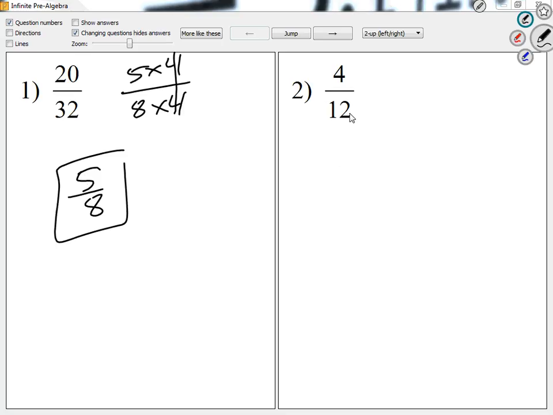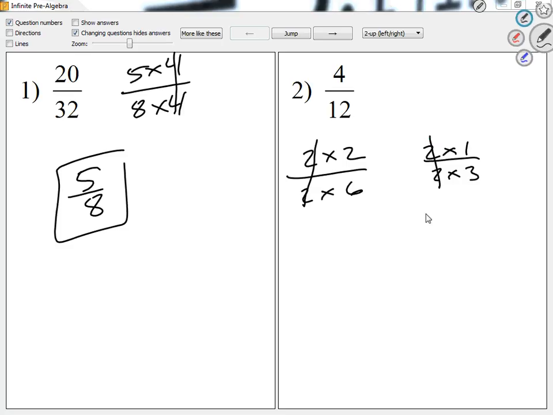For number 2, 4 over 12, let me start with 4. Let me start it as 2 times 2. Sometimes we're going to get that simplification in one shot. I'm going to do it in 2 steps. So let me start with 2 times 2. 12, let me write it 2 times 6. Once again, I want to cancel a number. So I have 2 over 6. But then 2 over 6 can still be simplified. Let me write that as 2 times 1 over 2 times 3. So 4 over 12 simplifies to 1/3.